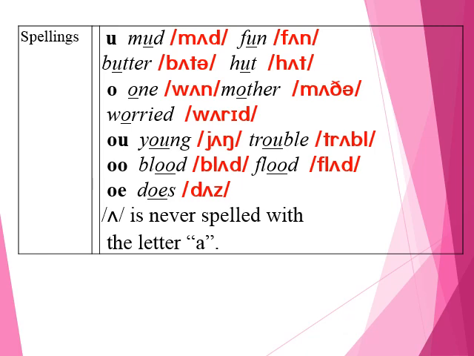Now pay attention, this A sound is never spelled with the letter A. Whenever you have the letter A in a word, it's not this A. It's either the front A that we have already seen or the long R sound, but never this A, okay? Okay, pause the video to copy the transcription of the examples.